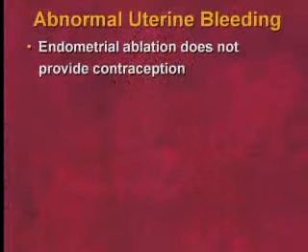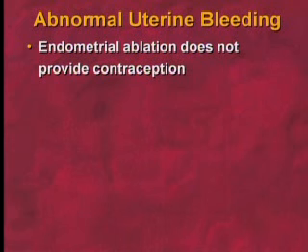Just a sidebar, a note here that I wanted to put in, because some of these patients with abnormal uterine bleeding will undergo an endometrial ablation. We want to remember, if they come back in clinic or we see them at any point in time after that, that endometrial ablation does not provide contraception, and more than likely they're going to need some other type of contraception.